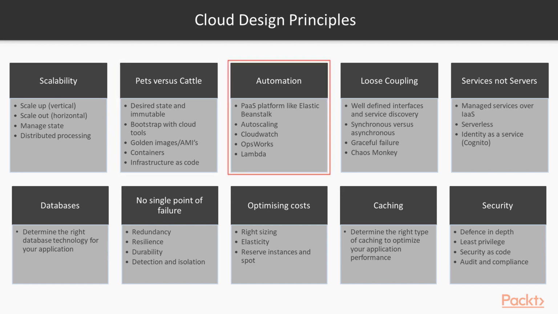So central to cloud is automation, and that's why it's probably in the middle. And we'll talk a lot about automation in other sections of this course, such as the CI/CD section. Automate everything. Use PaaS systems, use autoscaling, use OpsWorks, use Lambda, use CloudFormation.